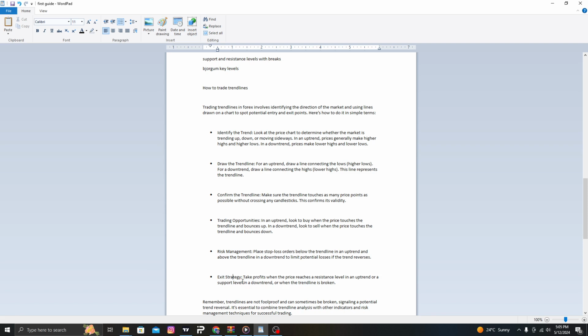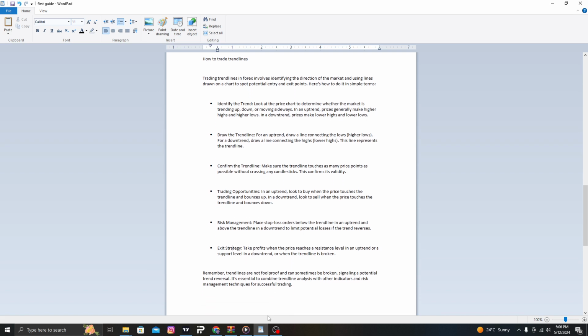Exit strategy. Take profit when price reaches a resistance level in an uptrend or a support level in a downtrend, or when the trend line is broken. They basically mean, guys.